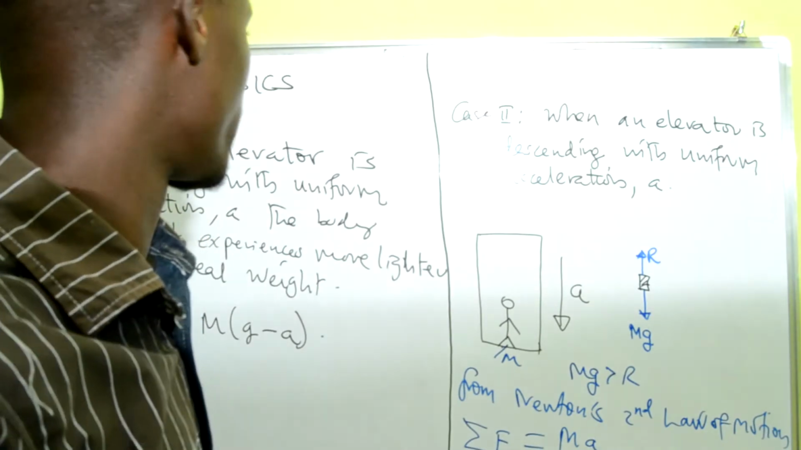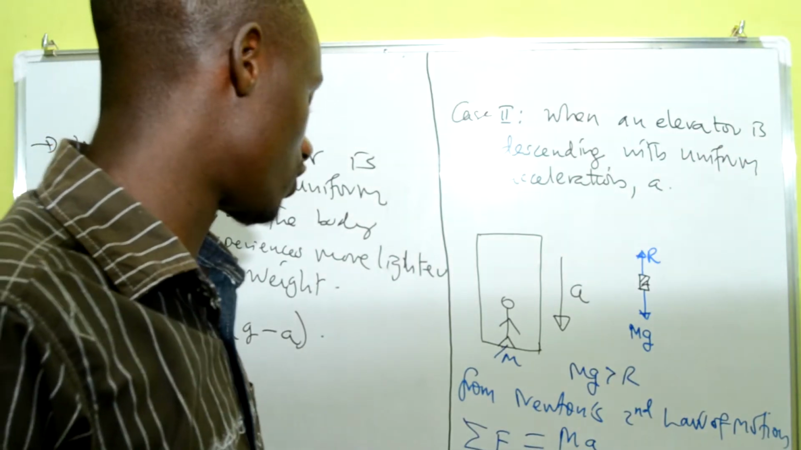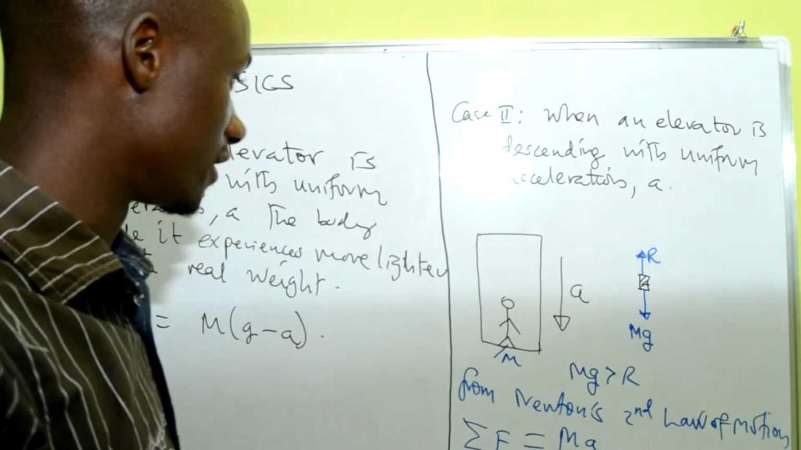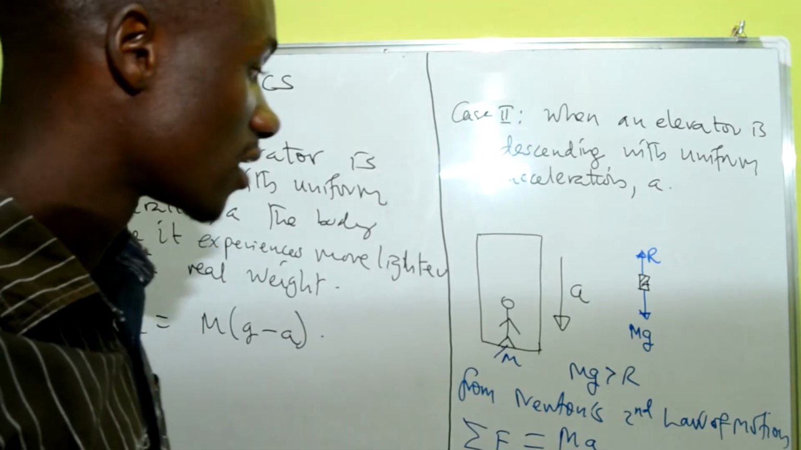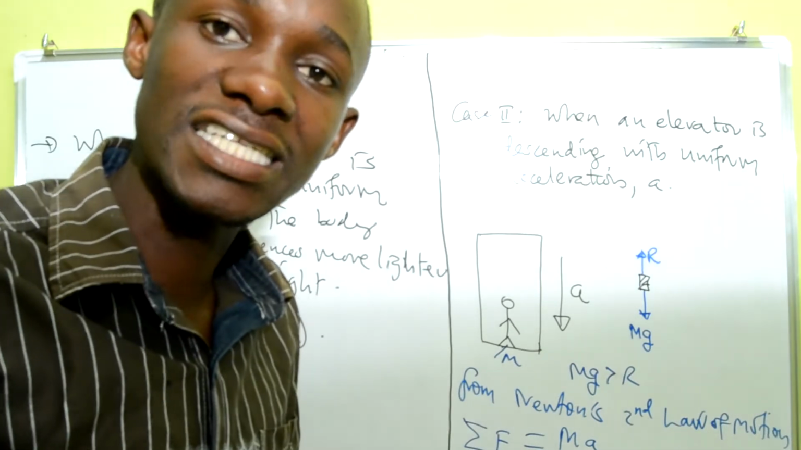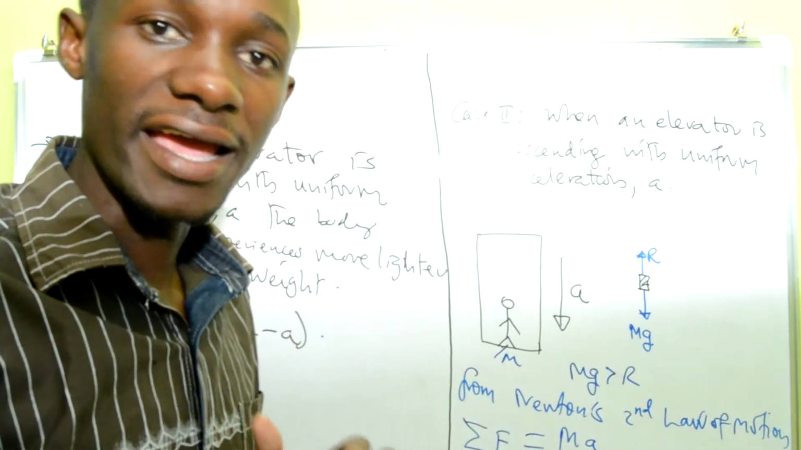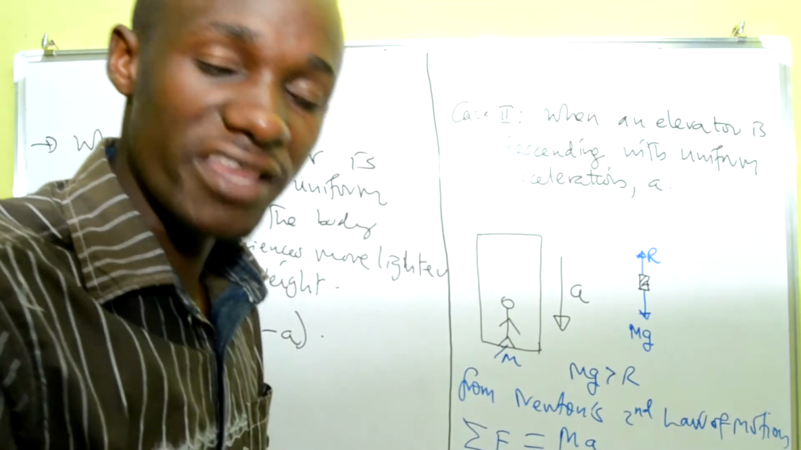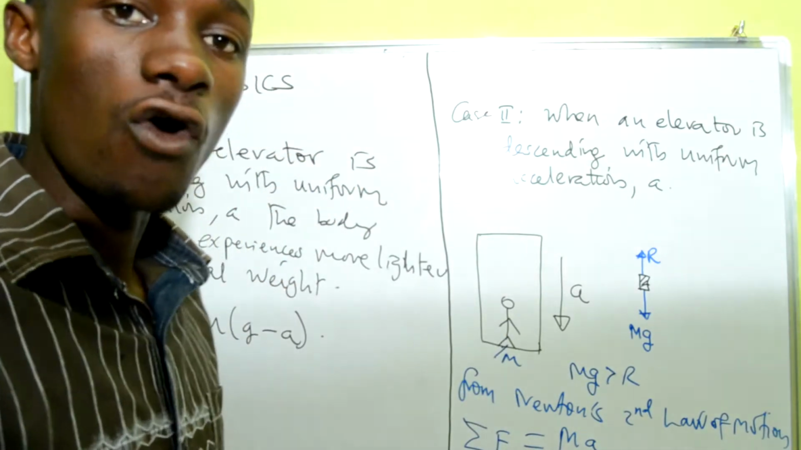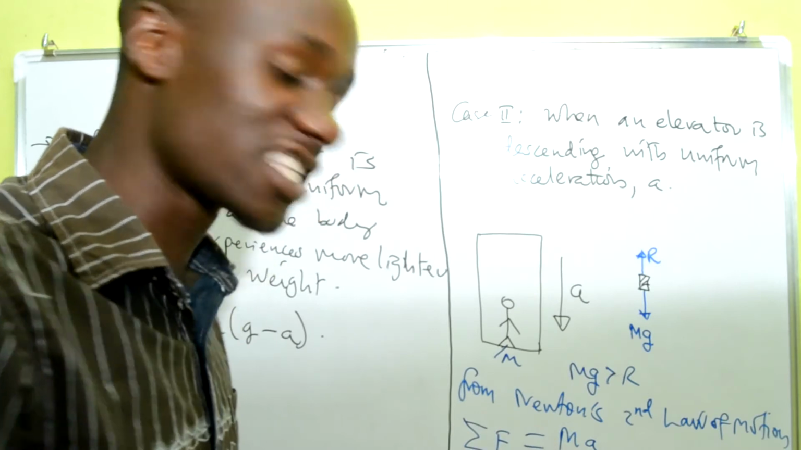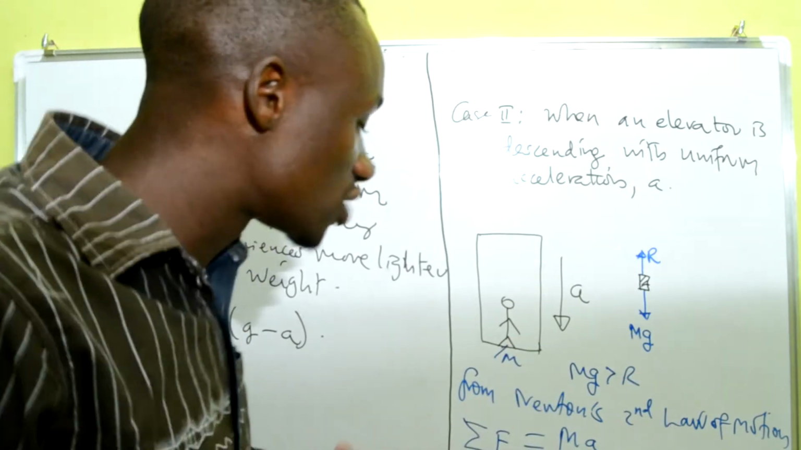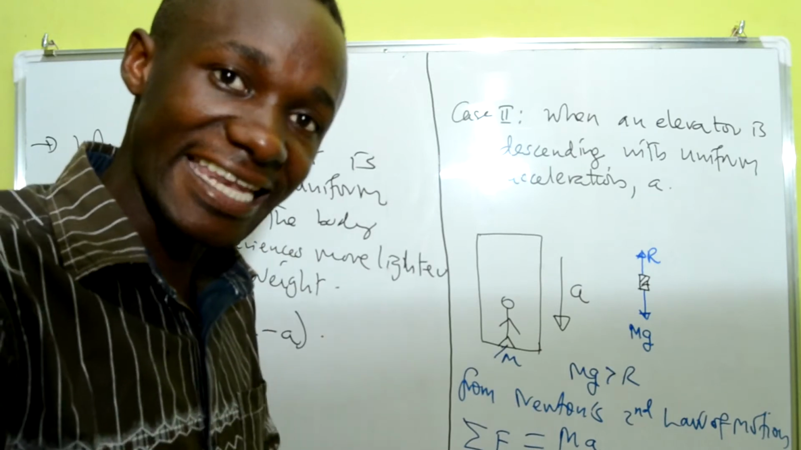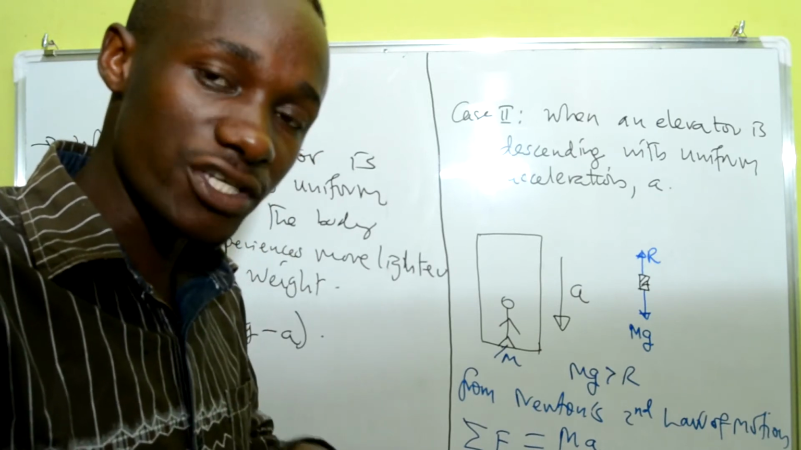Okay, again let us consider the case if an elevator is moving with constant velocity, either moving upward or moving downward with constant velocity. Now, what will be the expression for apparent weight? Or what will be the weight of the body inside an elevator moving with the constant velocity?